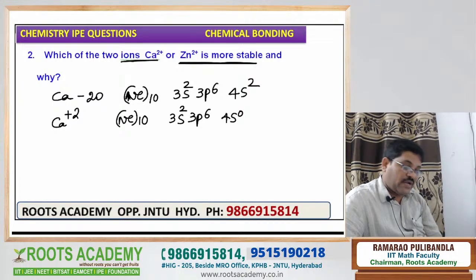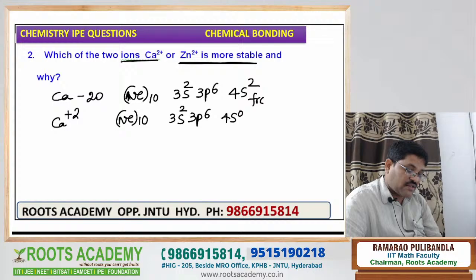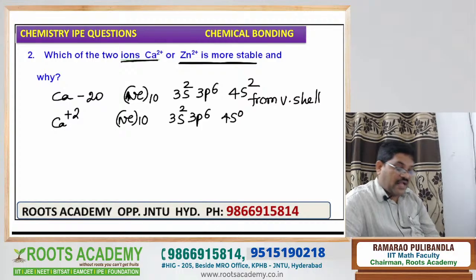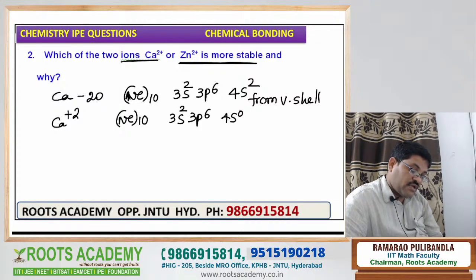Loss of the 2 electrons from the valency shell. And now, in the Ca plus 2 in the valency shell, how many electrons are there? In the Ca plus 2 in the valency shell, 8 electrons are there.